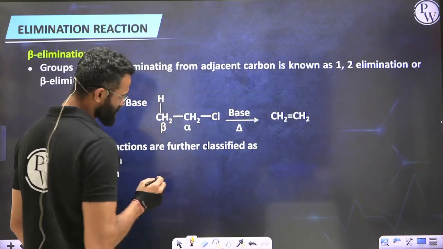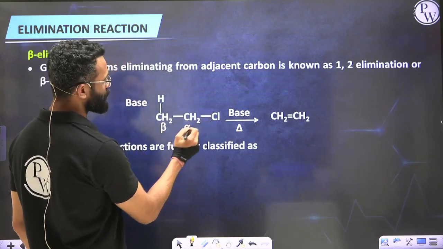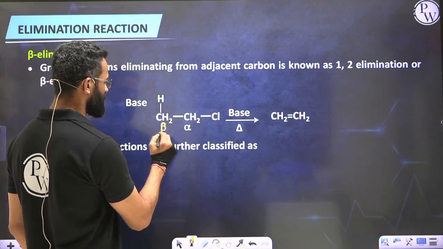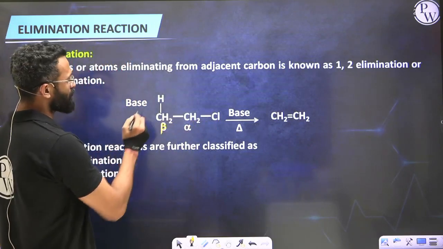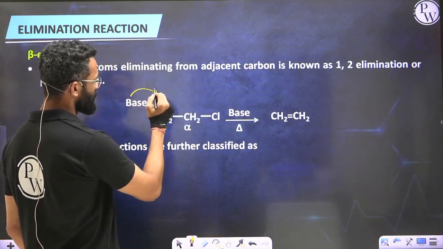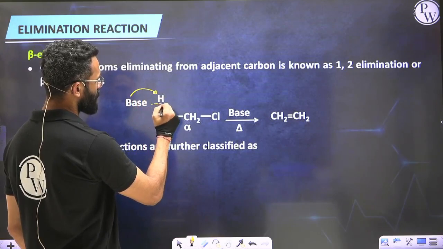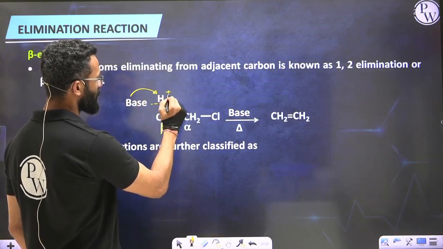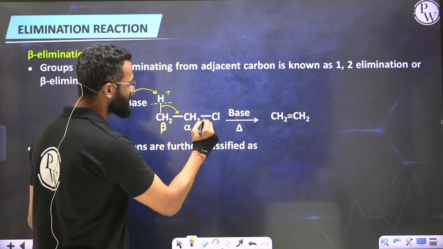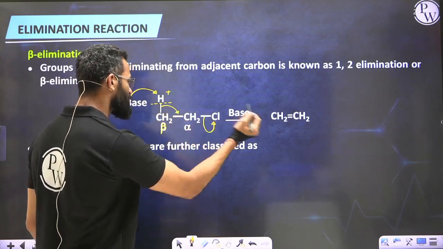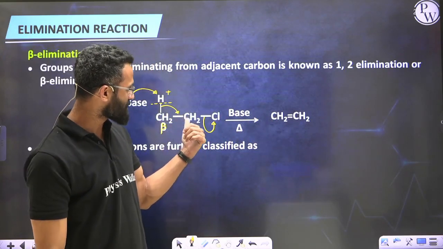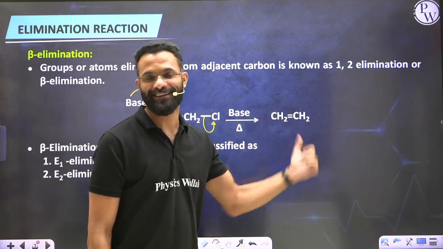Now to understand, the carbon carrying the leaving group is the alpha carbon, and the carbon adjacent to alpha is what we call beta. So let's say we have a strong base, and this base abstracts a hydrogen atom from the beta carbon. Upon loss of this hydrogen in the form of H+, the sigma bond shifts further, which in turn eliminates the halogen atom as well. So the product obtained here is CH2=CH2, which is nothing but an alkene.